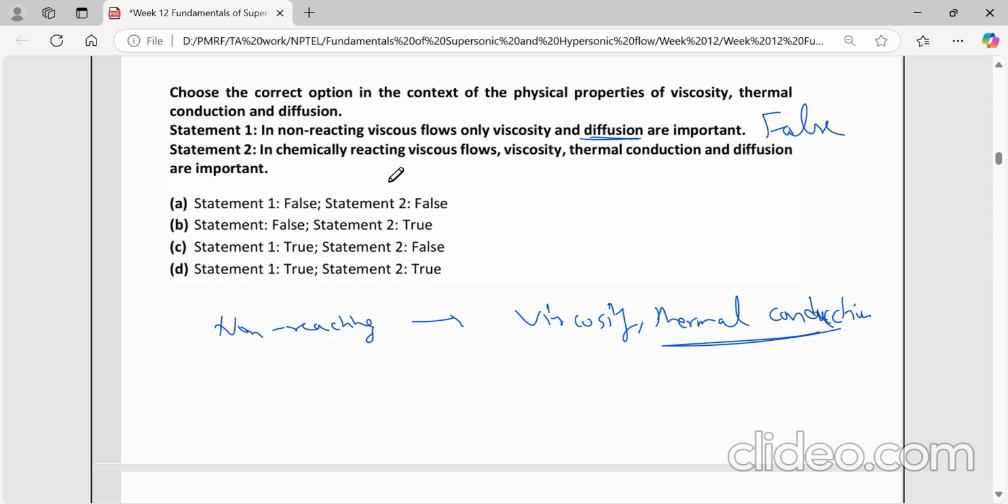Statement 2 says, in chemically reacting viscous flows, viscosity, thermal conduction, and diffusion are important. So in chemically reacting viscous flow, the concentration of each species will change. So due to the change in species concentration, the diffusion will also become important. That's why in chemically reacting viscous flow, all three, viscosity, thermal conductivity, and diffusion, are important. So this statement is true. So which is the option which is correct? If statement 1 false, if statement 2 true, which is option B. So option B is the correct answer.